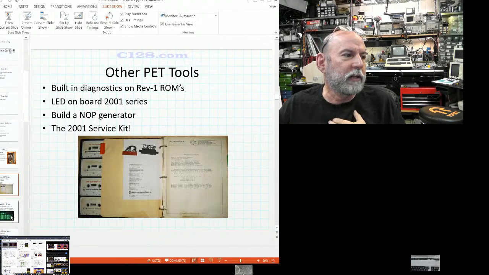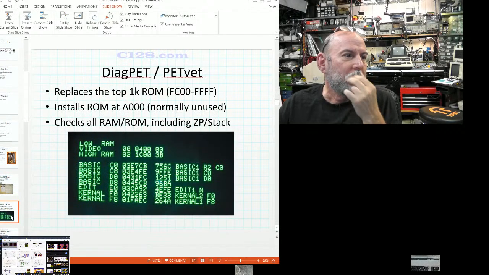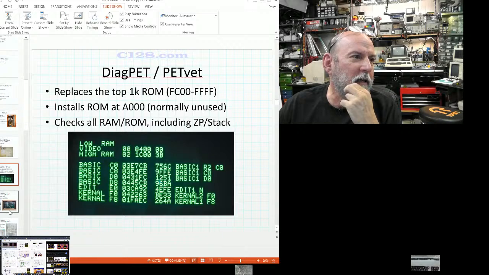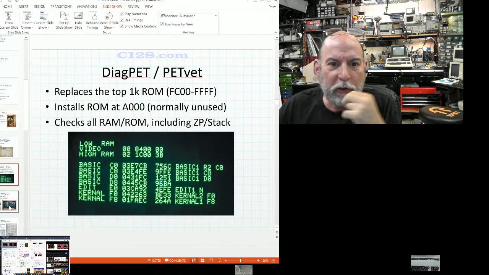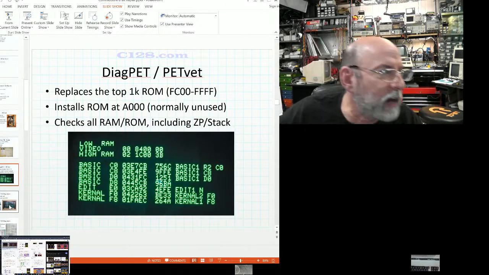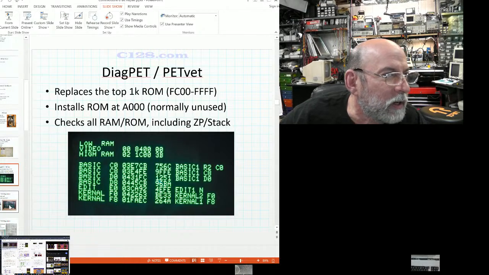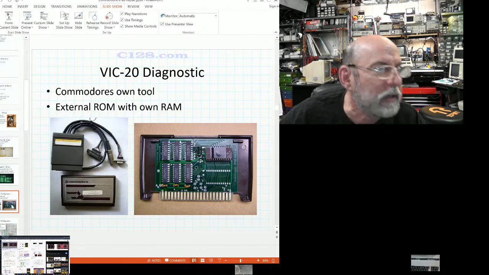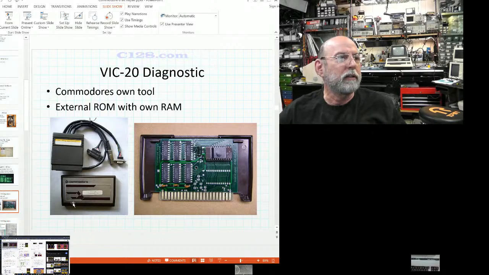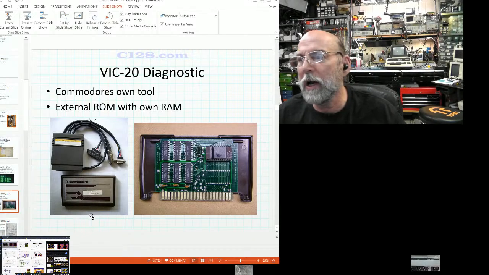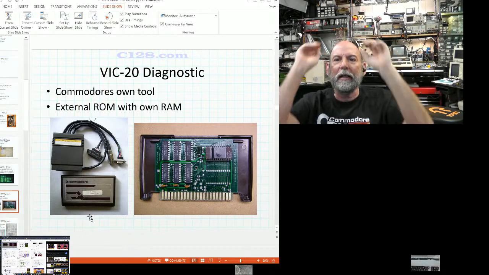Other PET tools, I don't know what they are. Here's another PET tool, Diag PET. And for all you PET people, I'm sorry I'm going so fast. I simply don't know these tools. Rob is an expert on these things. Then we got to the VIC-20 Diagnostic. External ROM with its own RAM, same idea.